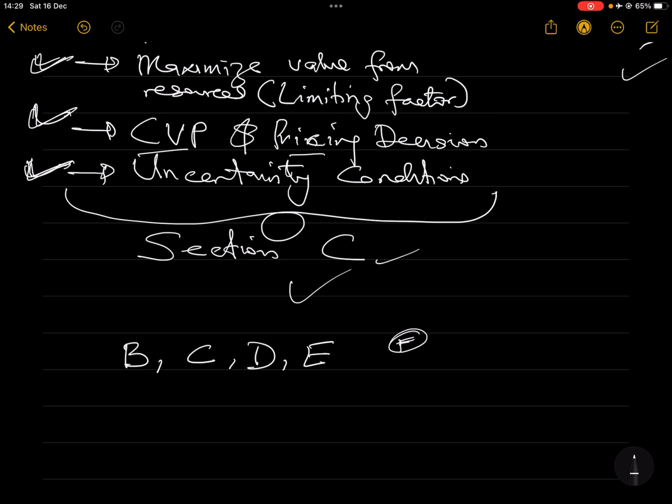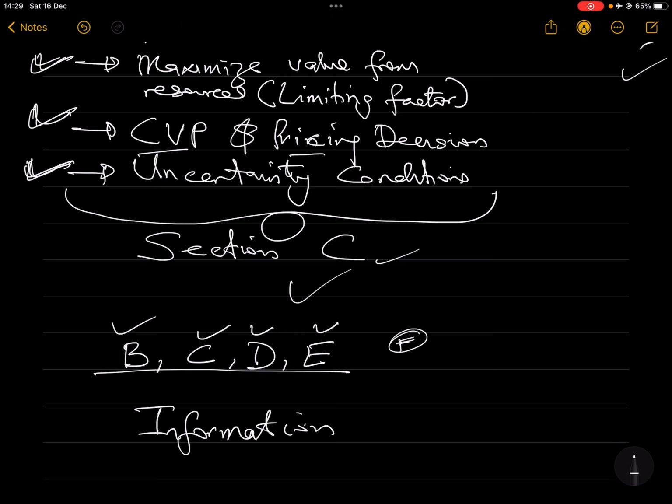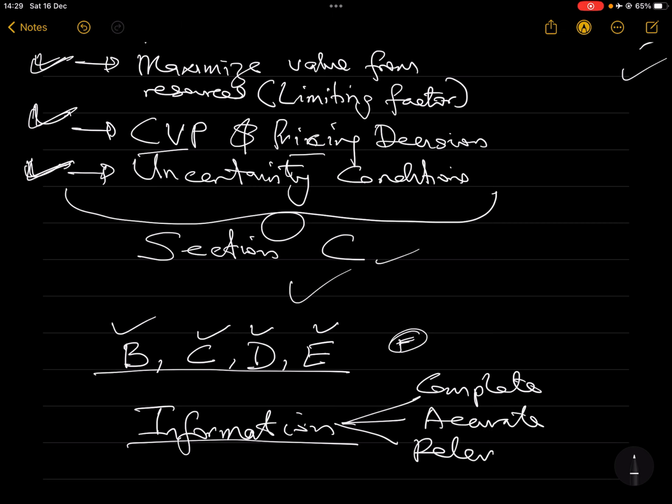But for you to effectively assess your current situation, which is section B, plan for the future, which is section C and D, and analyze your results, which is section E, there is something very important, and that thing is called information. Information is extremely important. You can't do any of these B, C, D, or E sections of the syllabus without having access to accurate and relevant information. So you need complete information, accurate information, and relevant information.